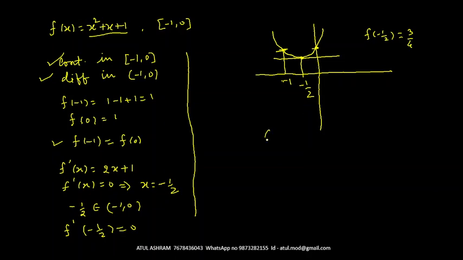So friends, we have been able to find one value, minus 1 by 2, in the open interval minus 1 to 0 where the derivative is 0, and this is the best example of Rolle's theorem. Okay, so we have tried to understand Rolle's theorem with the help of sin x in the closed interval 0 to pi and f(x) is equal to x square plus x plus 1 in the closed interval minus 1 to 0. Okay, I think it's quite clear to you. Okay, thank you very much.